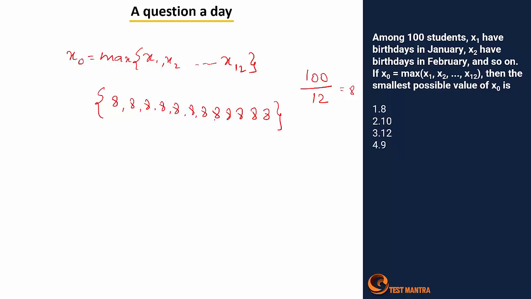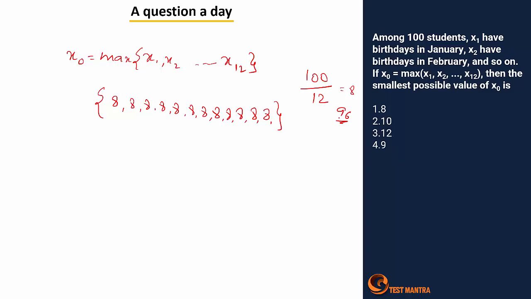So I have already utilized 96 people here. Remaining are nothing but 4 people. Those 4 people I'll put in a particular month. Let's say I want to maximize the number of people in January, so I can put those 4 people in January. But they're asking for the smallest possible value of X0. And remember one thing, it's nowhere given that these values X1, X2, X3 up to X12 are distinct values. They may be identical values.